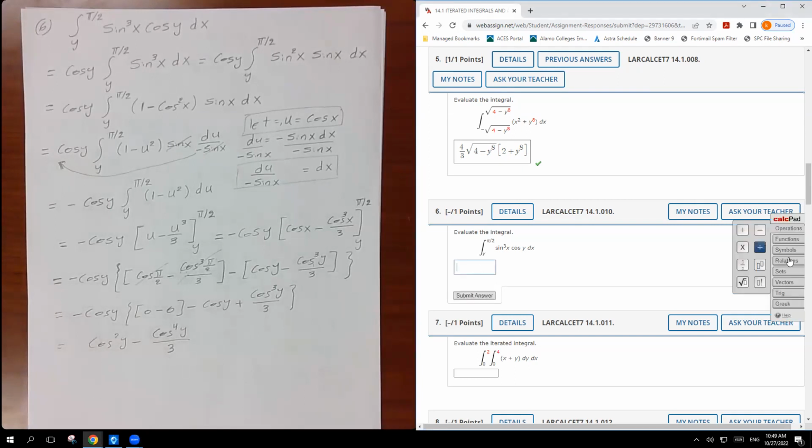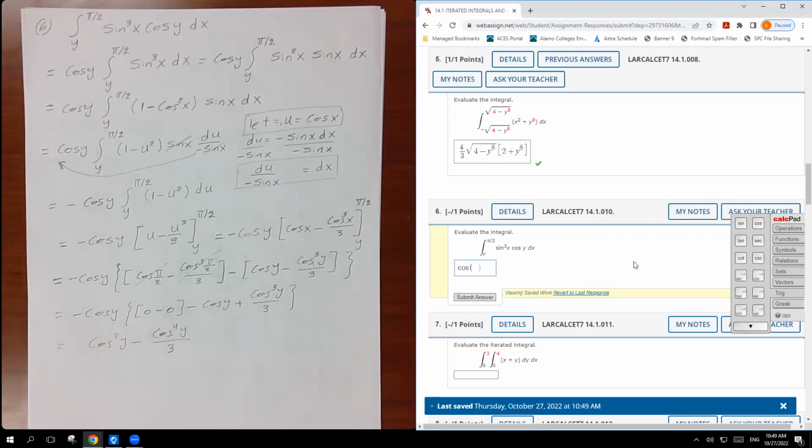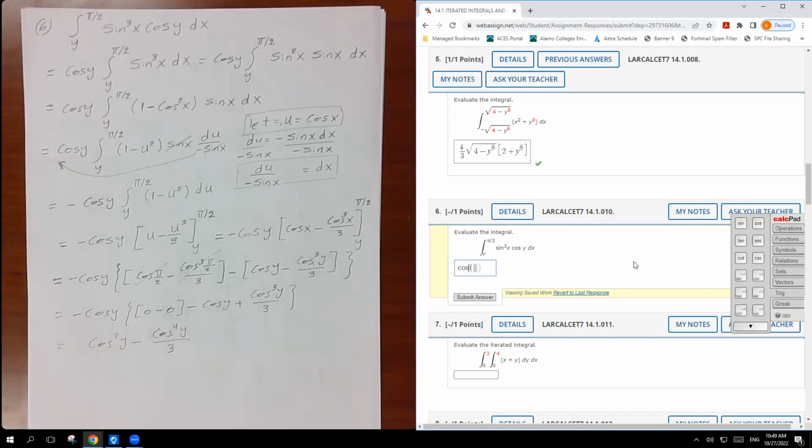Let's check cosine squared. It's supposed to be cosine. I'm going to write down cosine squared.